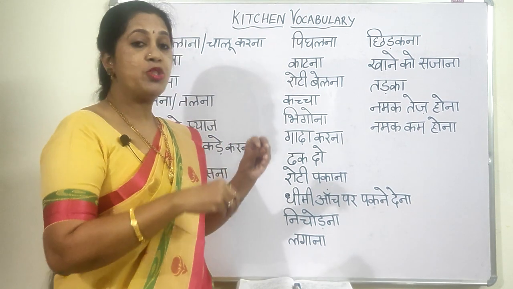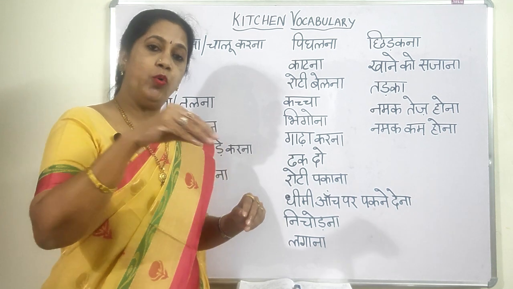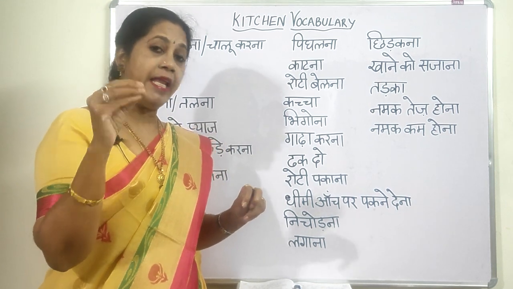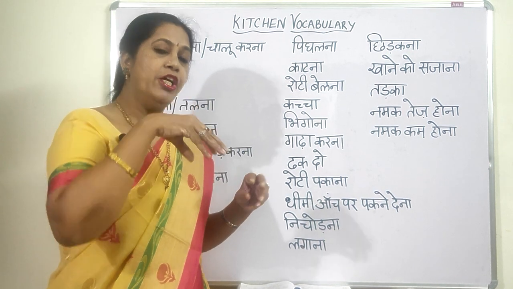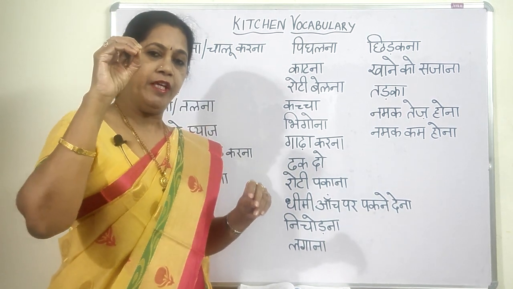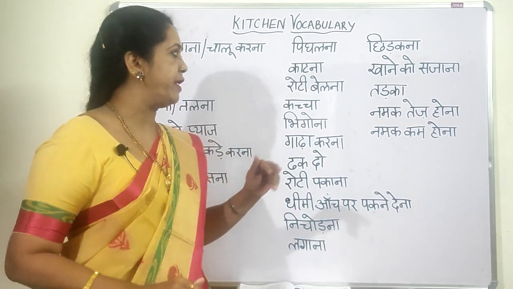The next one, छिड़कना. छिड़कना means to sprinkle. जैसे पूरा सूप तैयार हो गया, उसके ऊपर लहसुन छिड़कना. That is छिड़काते हैं. That is you try to sprinkle a little bit of finely chopped garlic. तो उसको छिड़कना is to sprinkle.